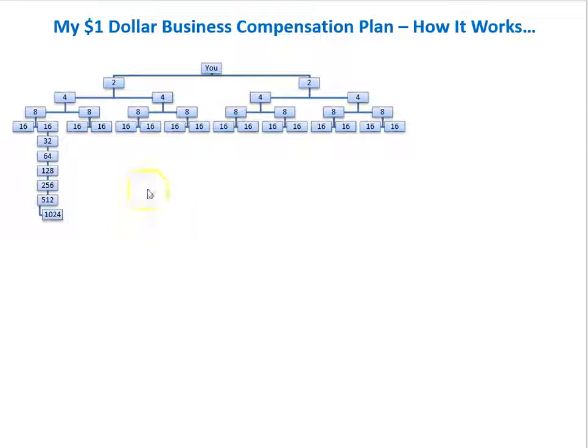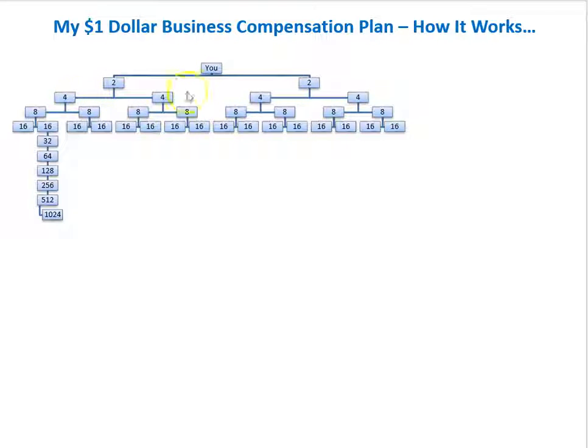I've actually built out 4 levels deep, and then just went straight down 6 additional levels here to give you an illustration of what a 2x10 forced matrix looks like and how it works. It all starts with you, and as you can see, I've got you at the top right here. Your matrix starts with you. When you go out and refer people, they go in the first available position, and everyone can only have 2 people direct to them.